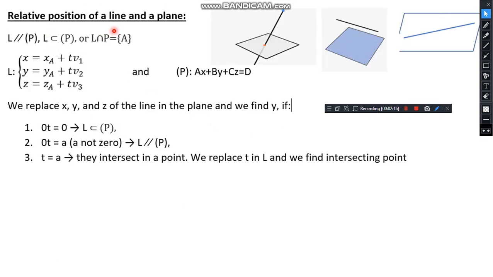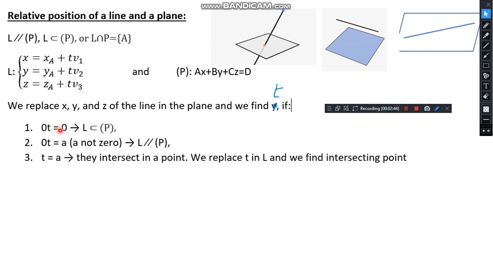Now, relative position of a line and a plane: either the line is parallel to the plane, or inside it, or they intersect. So this is a parametric equation and this is a plane P. Now, how to find it? How to find the intersection between a line and the plane? You have the line, you have the plane, you replace x, y, z in the plane. When you replace it, you're going to have everything in terms of t.